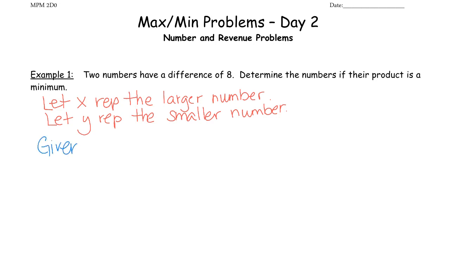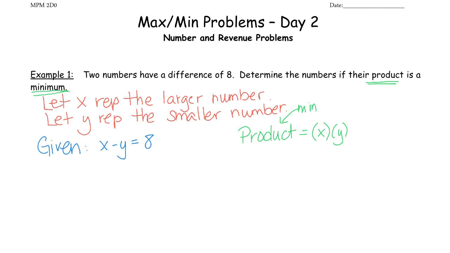Okay, so the given information about the relationship between these two variables is that x minus y is equal to 8. Okay, then we're going to take a look at what we're looking to find a minimum of, and we're looking to find the minimum product. Okay, so we are going to set up a relationship over here for product and its relationship with x and y. So our product is just x times y. Product means multiply. So we're looking to minimize product based on our two variables, x and y.